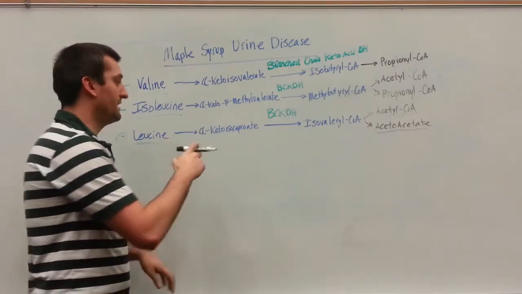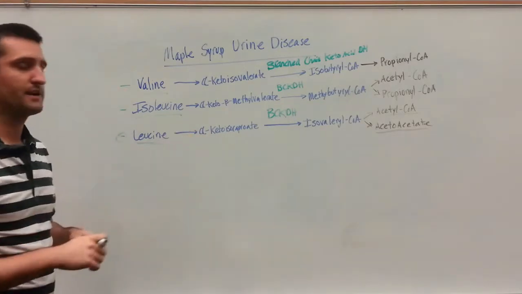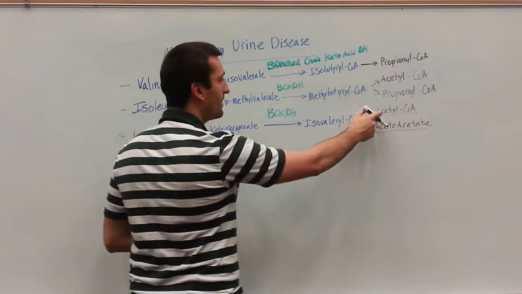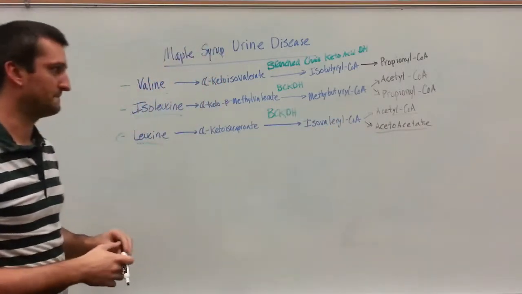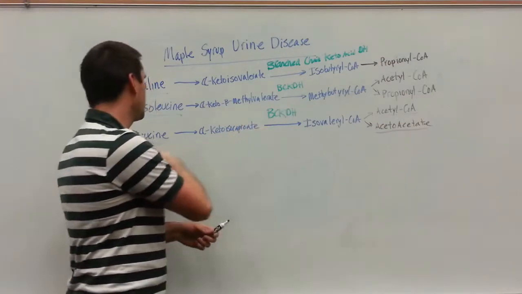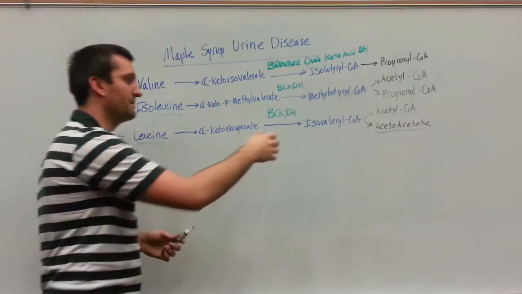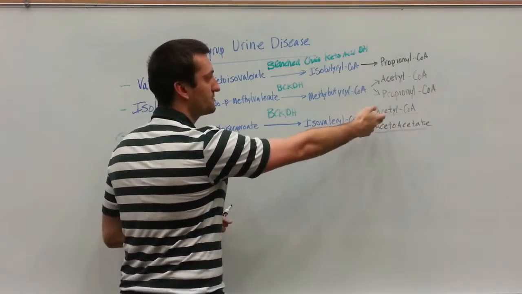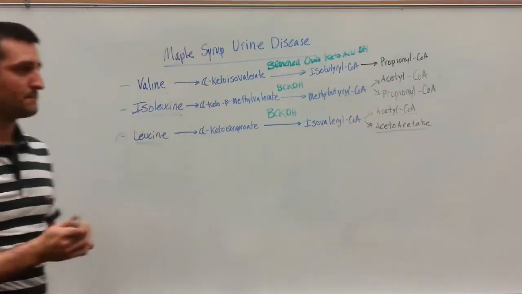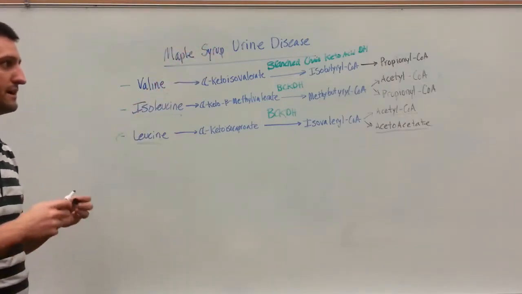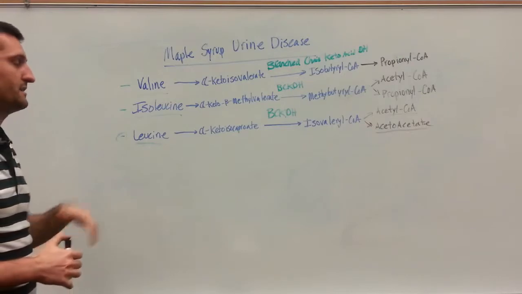Notice how I said it's ketogenic. It's going to create a ketone. Ketones are 2 carbon units, and acetyl-CoA is a 2 carbon unit. So leucine is going to be ketogenic, meaning that it's going to be broken down into an acetoacetate molecule and then also an acetyl-CoA. While these other two get broken down into the propionyl-CoA molecules, so that's what's going to separate it.